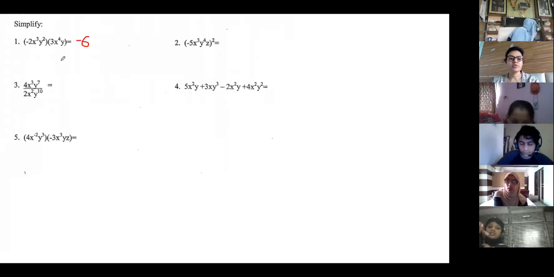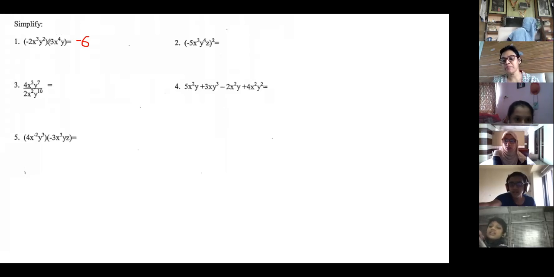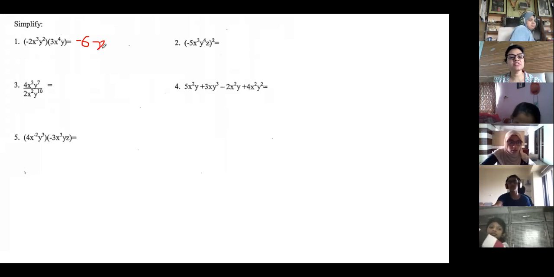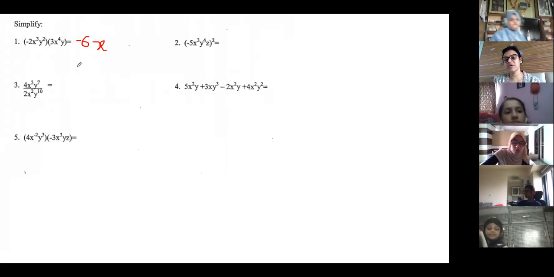12. 4 and 3, x7. Powers are not multiplied. X raised to 7. When you are multiplying x cube into x4, and the bases are the same, powers are added. So 3 plus 4 will be 7.